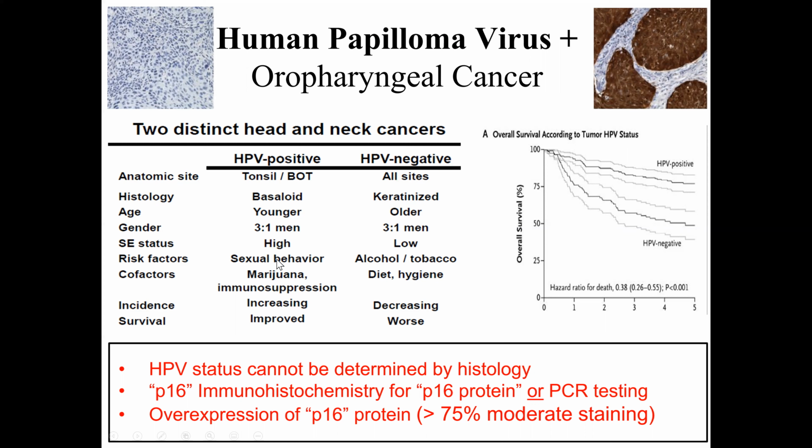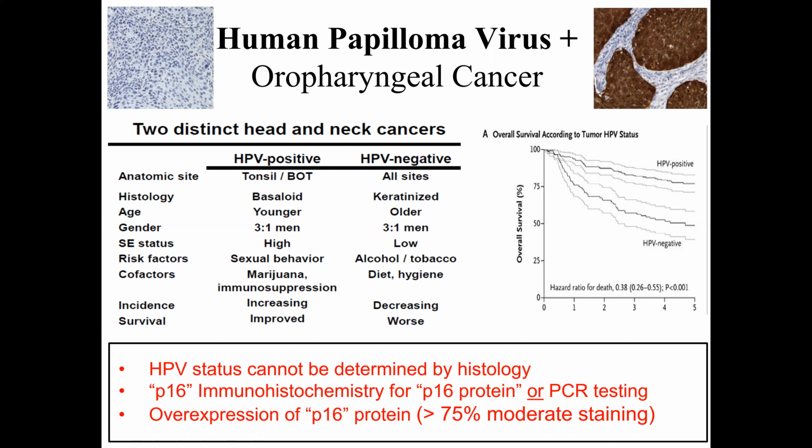And one of the big risk factors for HPV positives is sexual behavior with multiple sexual partners, whereas HPV negative tends to be more alcohol and tobacco use. Other cofactors for HPV positive include marijuana and immunosuppression, and the incidence of HPV positive cancers is increasing, where fortunately HPV negative tumors are decreasing. One of the good things about the HPV positive tumors is that survival is improved as opposed to HPV negative tumors, which is worse.